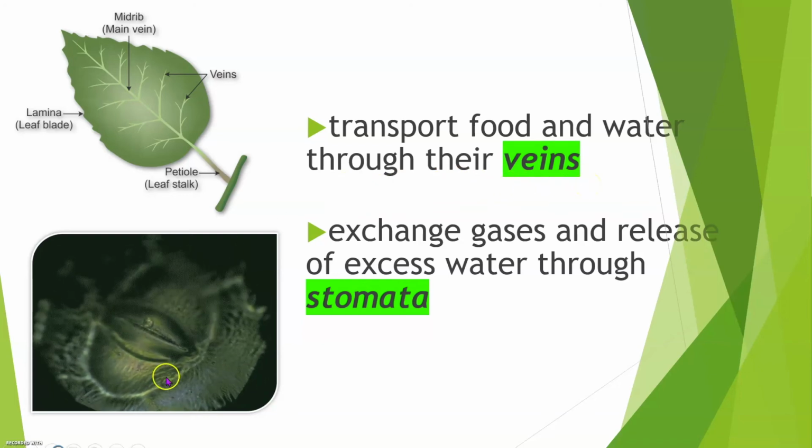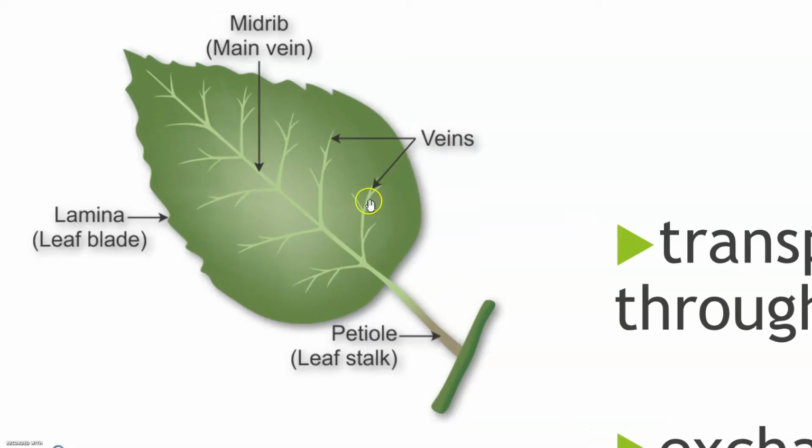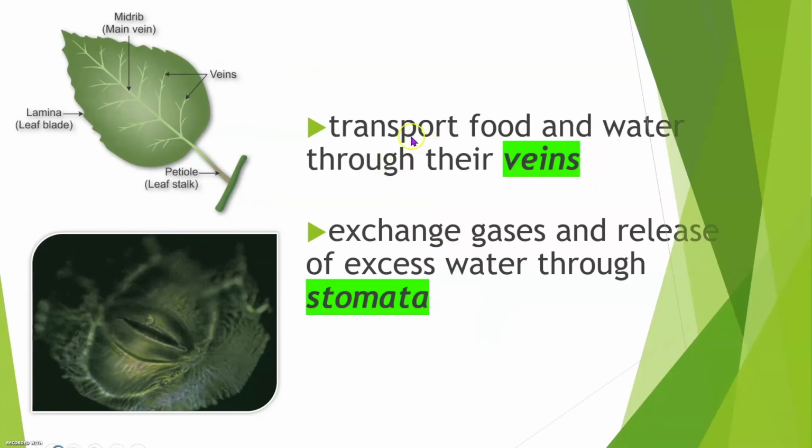Very good. Okay, let's focus on the picture again. So these are the veins. They are still visible to our eyes, because when we take a leaf, we can still see its veins. The veins are the ones transporting the food and the water throughout the plant. So when the leaves have made their food, it will pass on to the veins and pass to the stem.